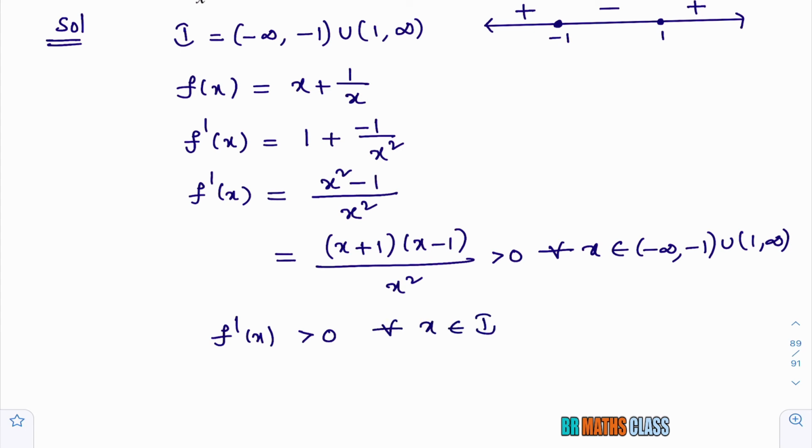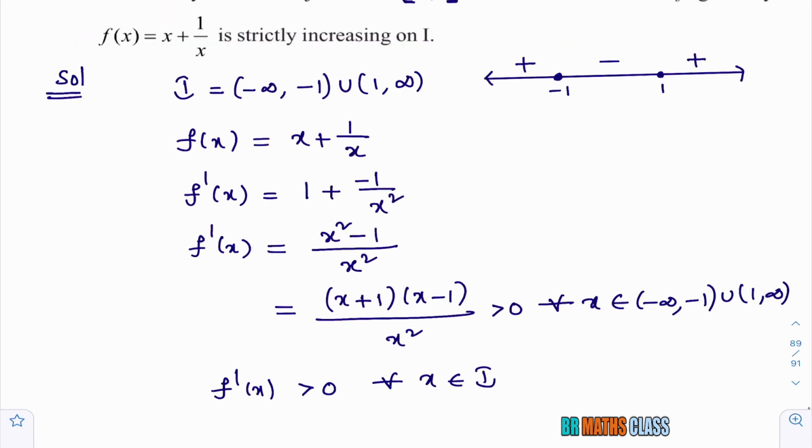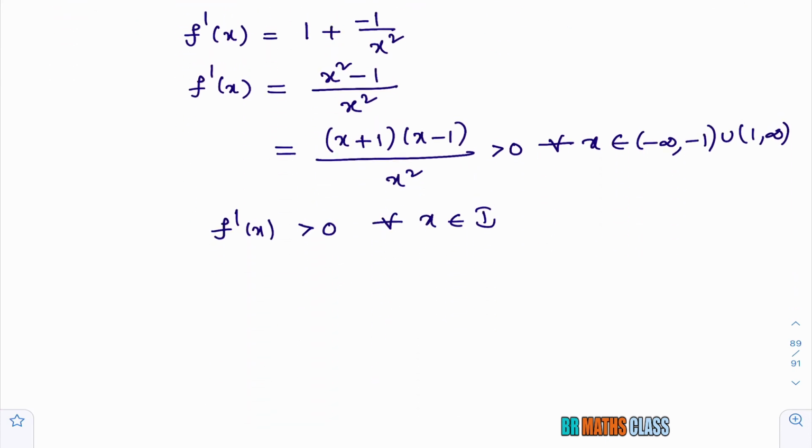You look here, what is I? Here, this is I. Okay. What they are asking, f of x is strictly increasing on I. So, I got that f dash of x is greater than 0 for all x belongs to I. So, from this, I can write that f of x is strictly increasing on I.